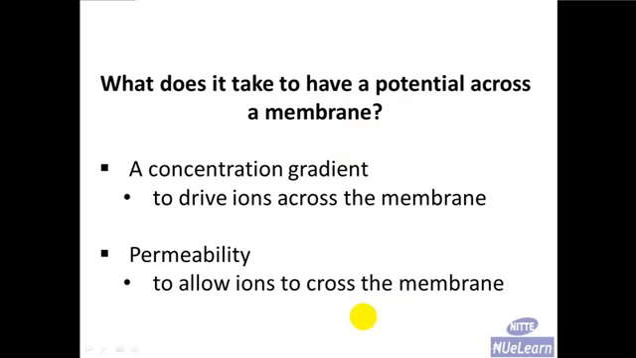So what does it take to have a potential across a membrane? I think from the previous discussion it becomes clear that we need to have a concentration gradient to drive the ion across the membrane, and of course the membrane should be permeable to that ion. A membrane which is impermeable to an ion will of course not develop a potential attributable to that ion, because ions are simply not allowed to cross the membrane. So concentration gradient and permeability is what it takes to have a potential across the membrane.